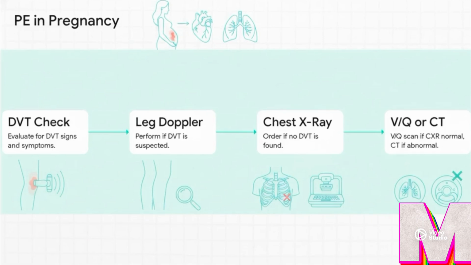Now, what's really interesting is how this whole process changes for pregnant patients. You see, pregnancy requires a highly specialized, step-by-step verification pathway. Standard blood tests like the D-dimer just aren't useful because those levels naturally spike during pregnancy anyway. Instead, doctors check the legs for clots first. If they absolutely need to scan the lungs, they start with a simple chest X-ray. If that's normal, they pivot to a V/Q scan instead of a CT scan, which hunts down the clot while exposing the patient to way less radiation.